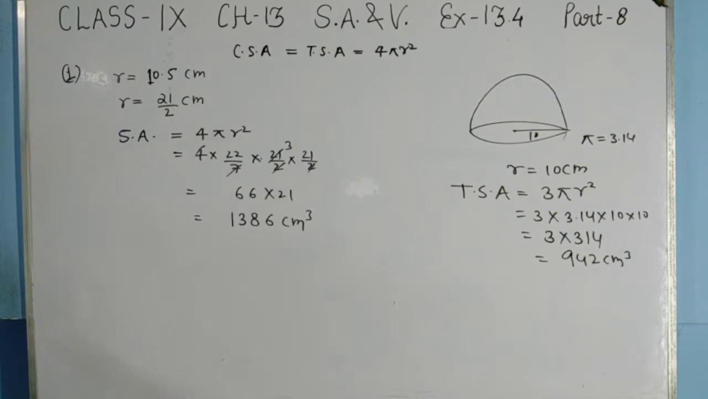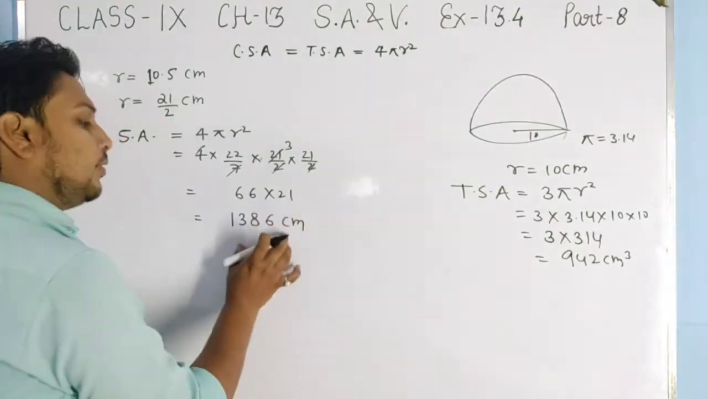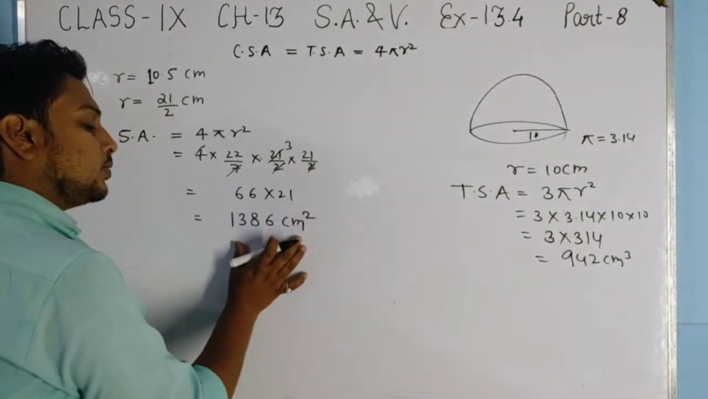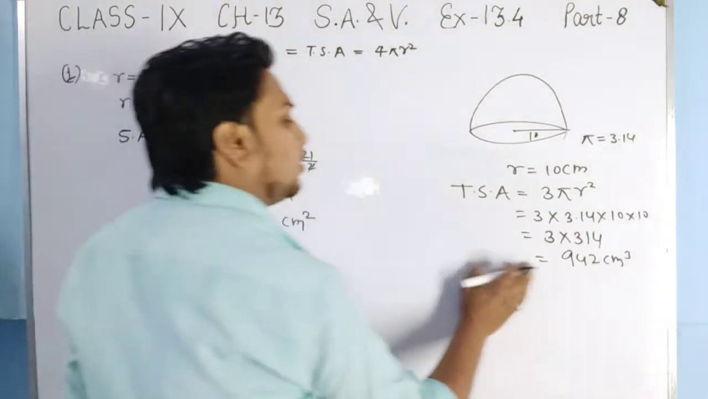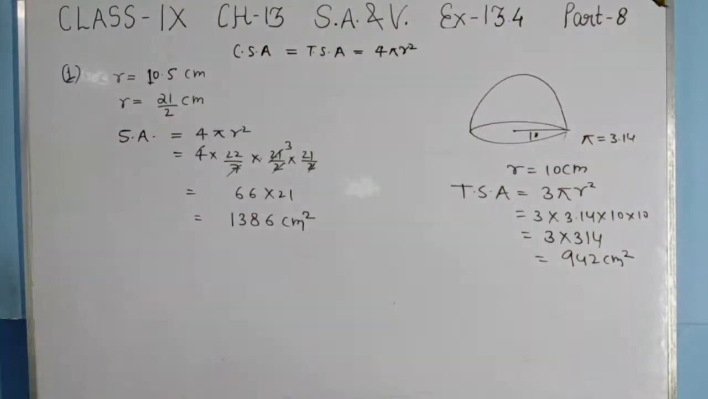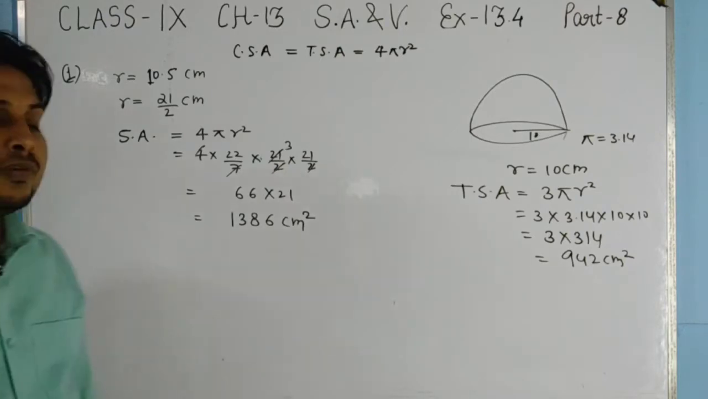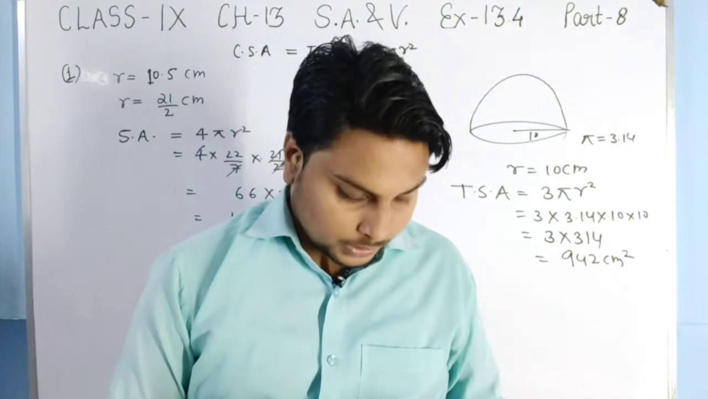942 centimeter square, students. Here also I have made a mistake, it will be square because we are finding surface area. Area will always be in the form of unit square, and volume will always be in the form of unit cube.